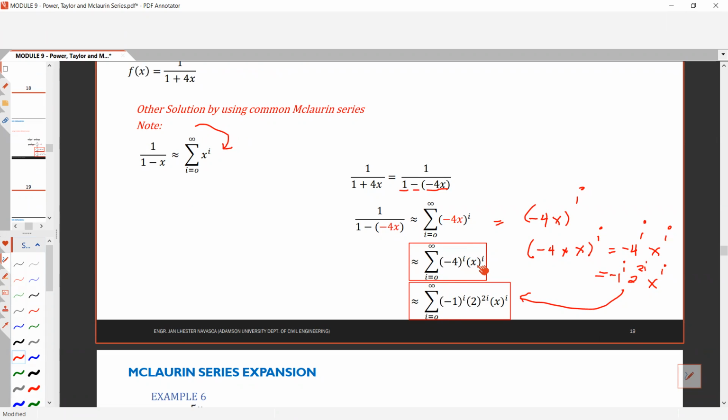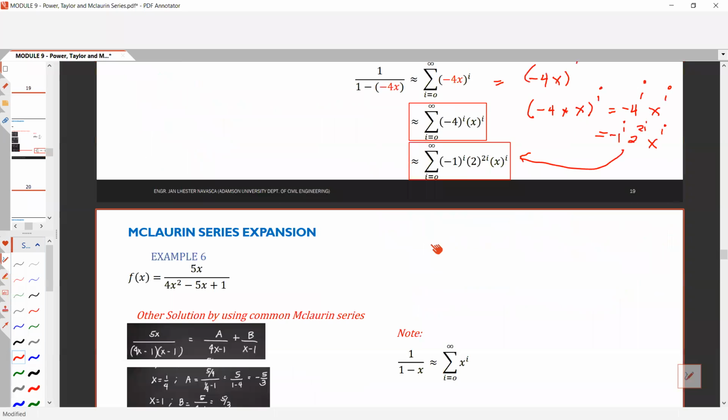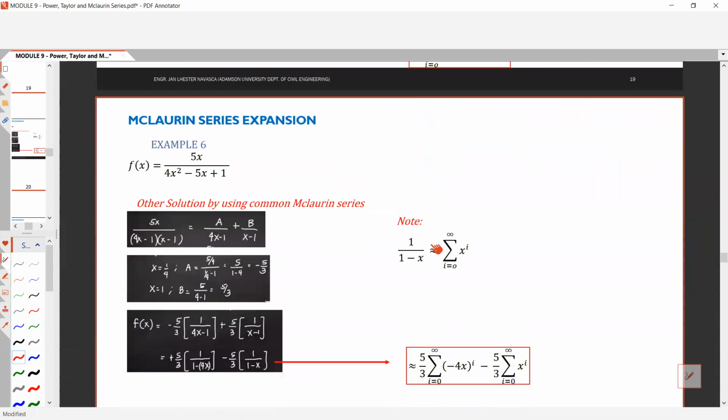Negative 4 raised to i over times x raised to i, or simply negative 1 raised to i, 2 raised to 2i, x raised to i. So starting from i is equals to 0 to infinity. Okay? So next Maclaurin series is this form.